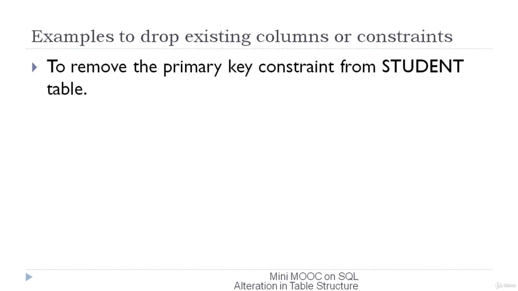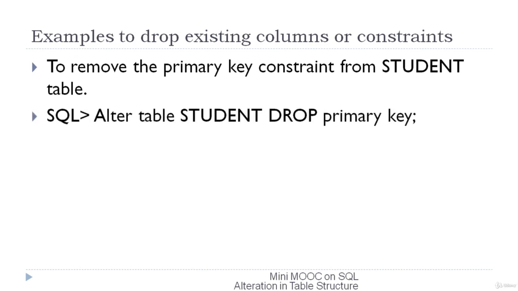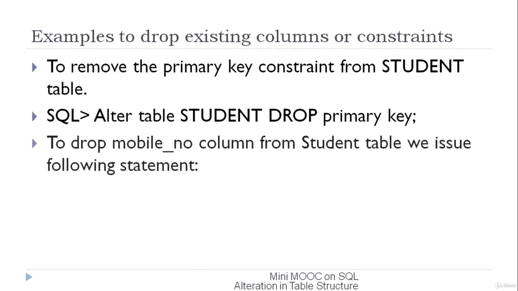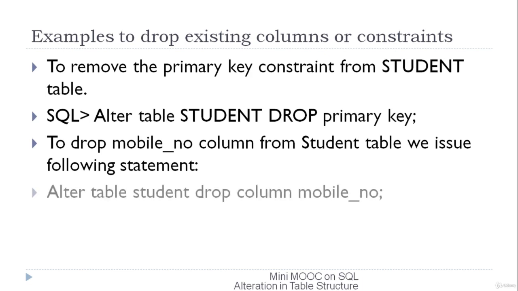To remove primary key constraint from student table, we can issue the statement alter table student drop primary key. And to drop mobile number column from student table, we can issue the statement alter table student drop column, followed by the name of the column, and in this case it is mobile underscore number.